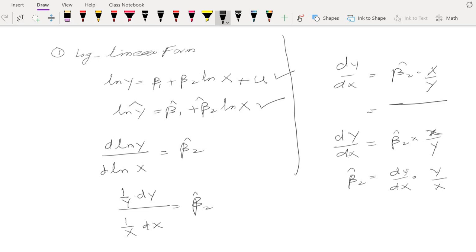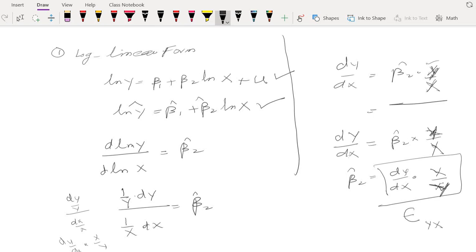So practically there was a little mistake in the conversion, so I just corrected it. Practically dy by dx is equal to beta 2 hat into y by x. And if I try to figure out what beta 2 hat will be, I'll have to shift this term to the other side, and that will become dy by dx into x by y. So if you look at this side, what is it? It is the elasticity of the variable y with respect to x.